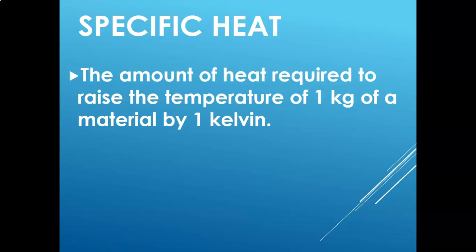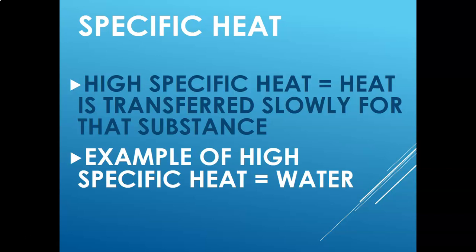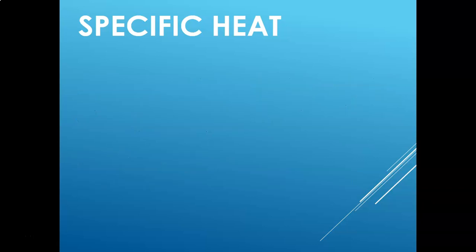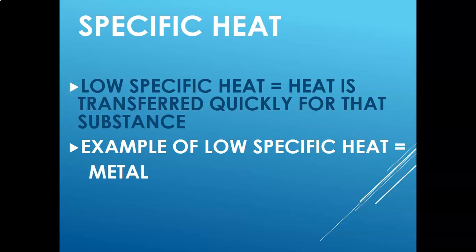Okay, now specific heat. By definition, it's the amount of heat required to raise the temperature of 1 kilogram of a material by 1 Kelvin. You'll see that on Quizlet and Quiz. What that specifically means is that items with high specific heat transfer heat very slowly. For example, water has a high specific heat. On the other hand, low specific heat means that those materials transfer heat very fast, very quick. For example, metal.